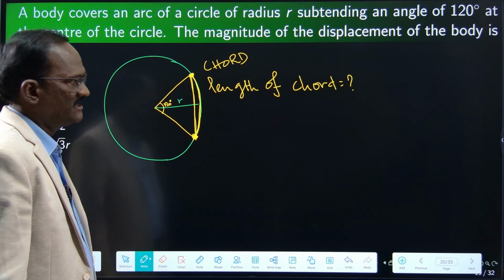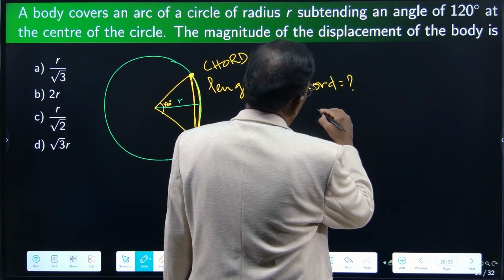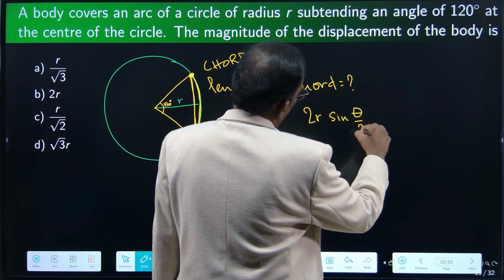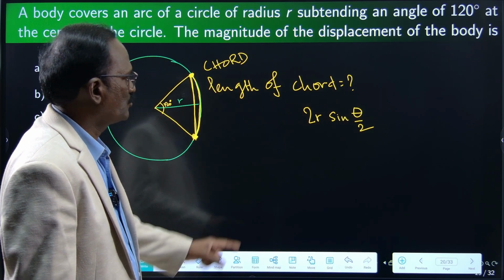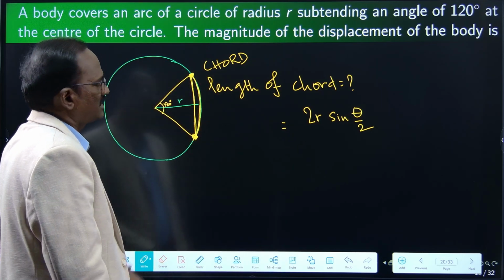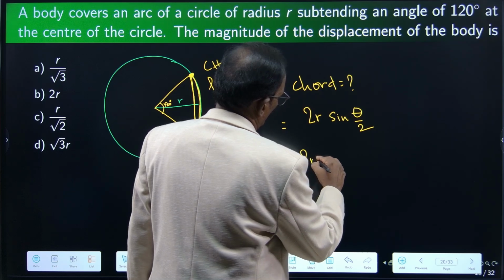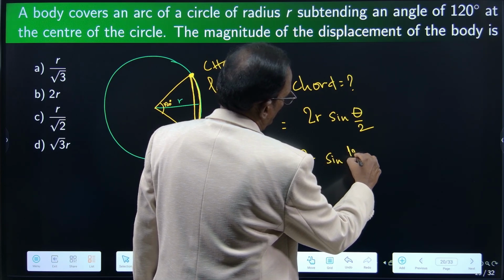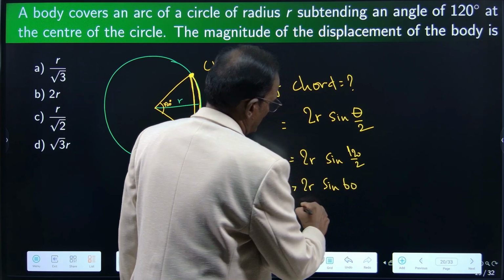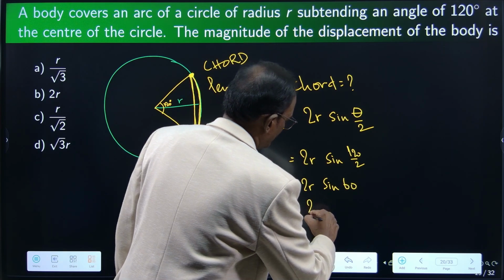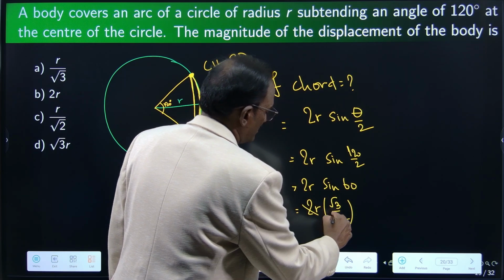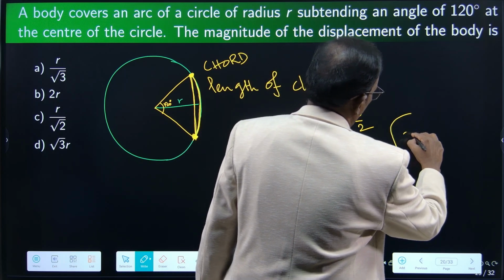So from mathematics, we have known this formula. Length of the chord is equal to 2r sin theta by 2. R is available, theta is also available, 120 degree. So 2r sin 120 by 2, which is 60. 2r sin 60. Sin 60 is root 3 by 2. 2r root 3 by 2. 2 is removed. The answer is root 3r.